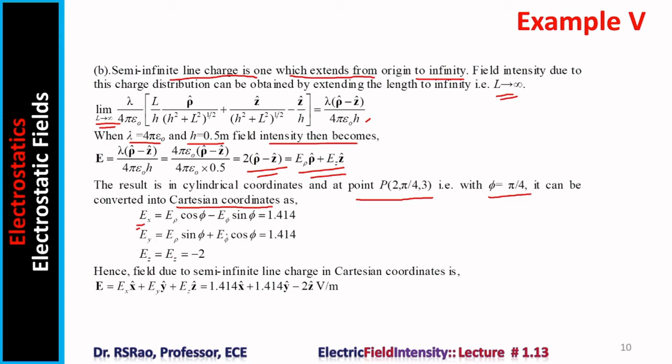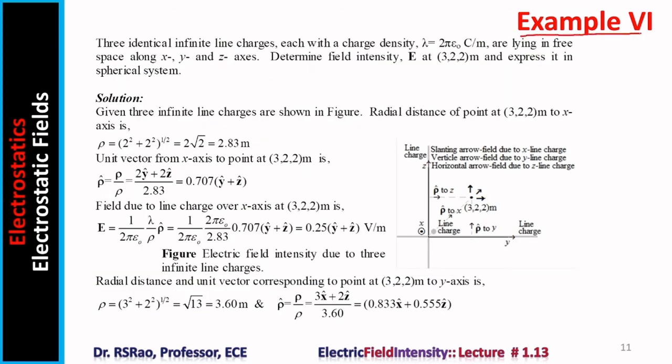Substitution results in Ex 1.414, Ey 1.414, Ez minus 2. So the result is E equal to Ex x cap plus Ey y cap plus Ez z cap. It is 1.414 x cap plus 1.414 y cap minus 2 z cap volts per meter. Another problem, an important problem.